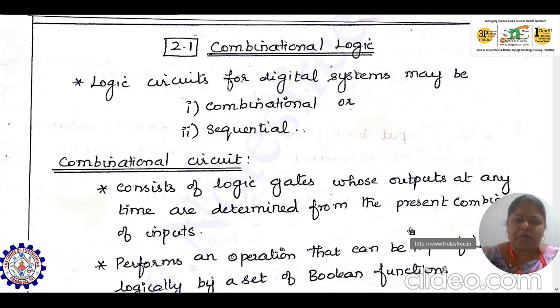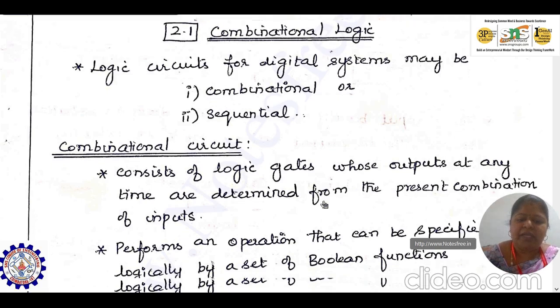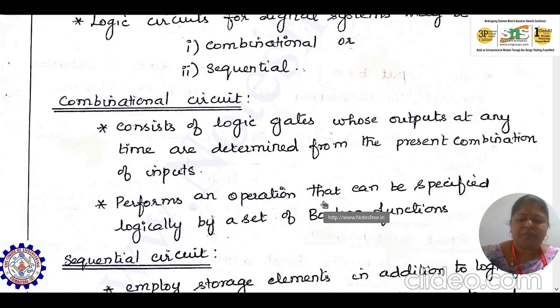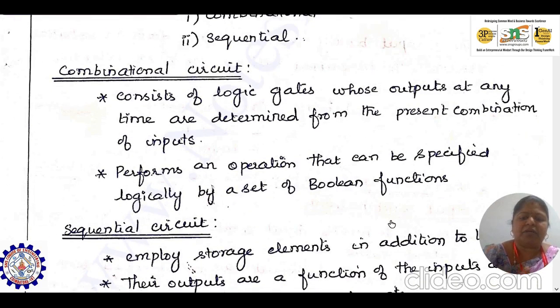So this combination which has been implemented in a circuit is a combinational circuit, and this performs operations such as Boolean functions along with arithmetic operations.